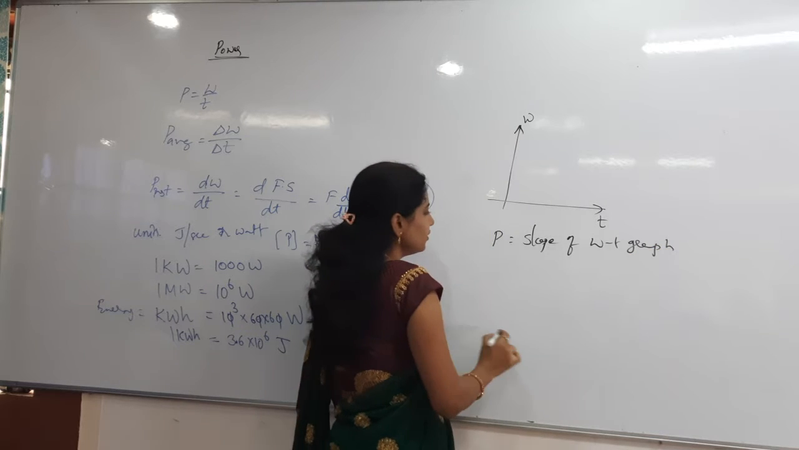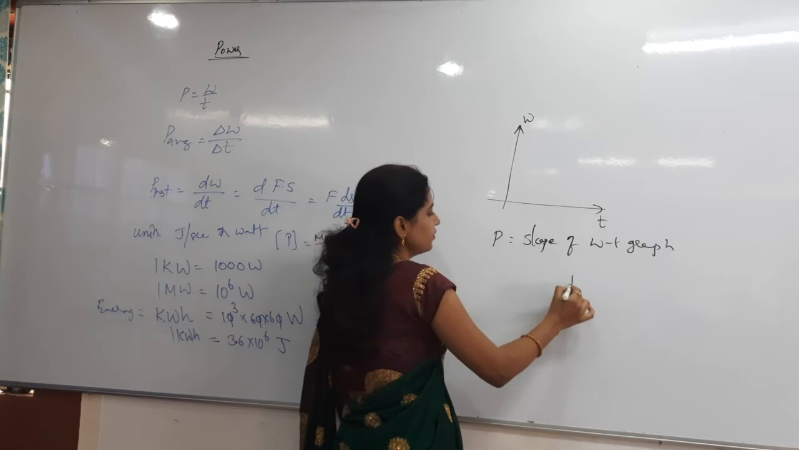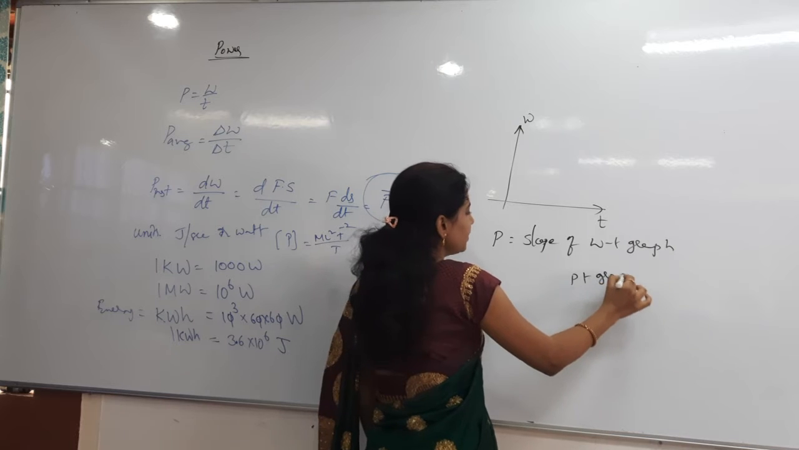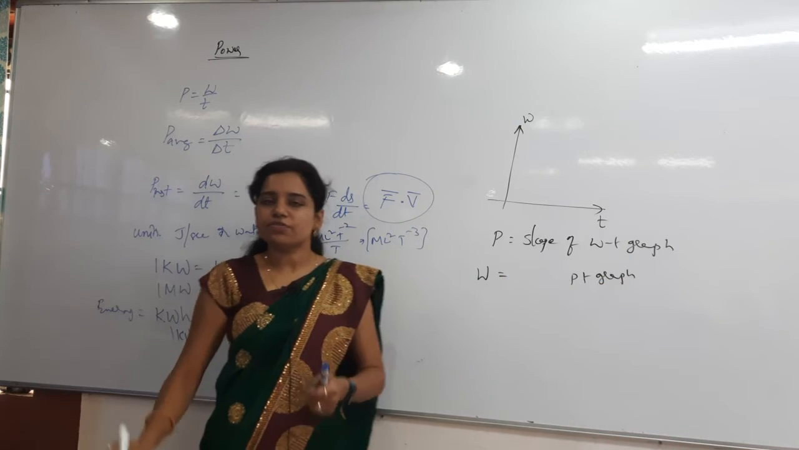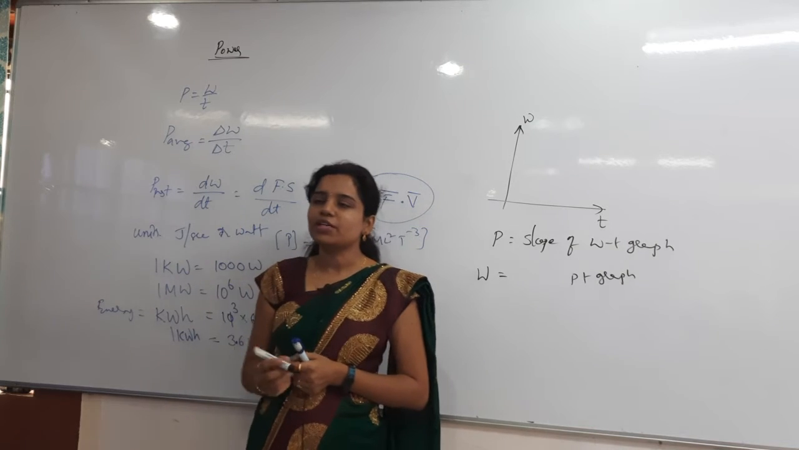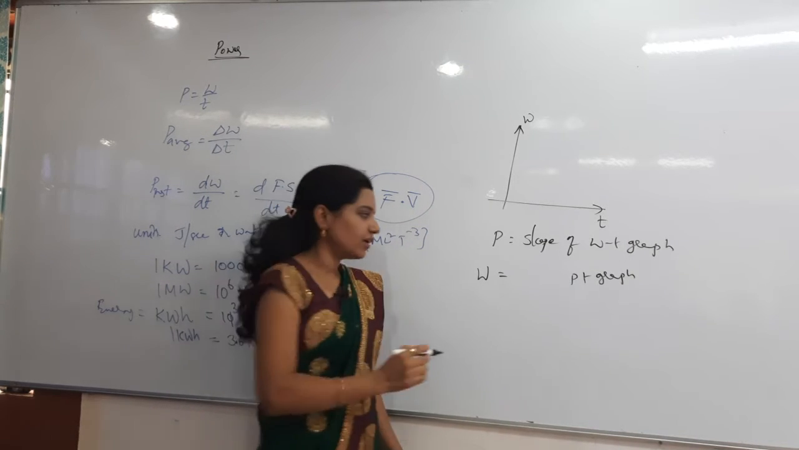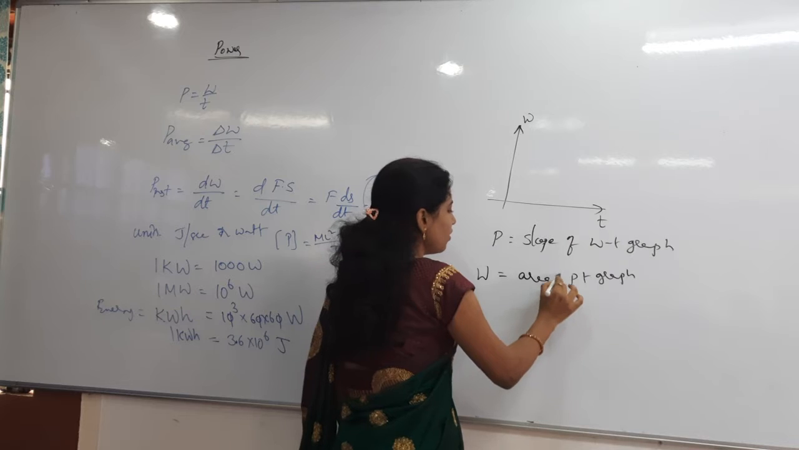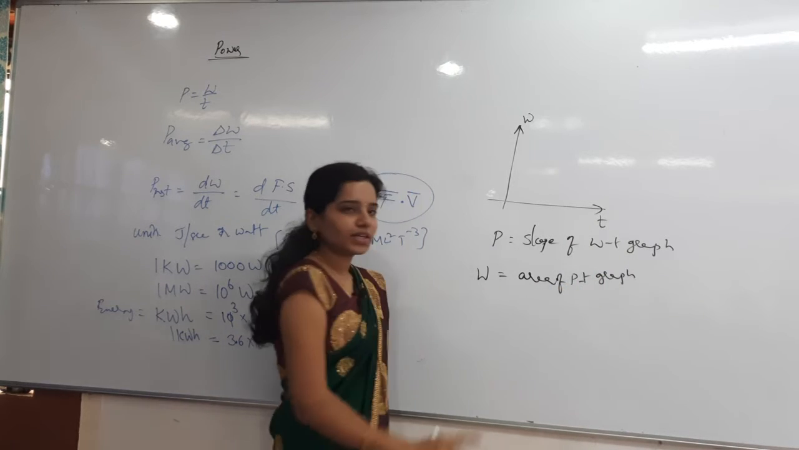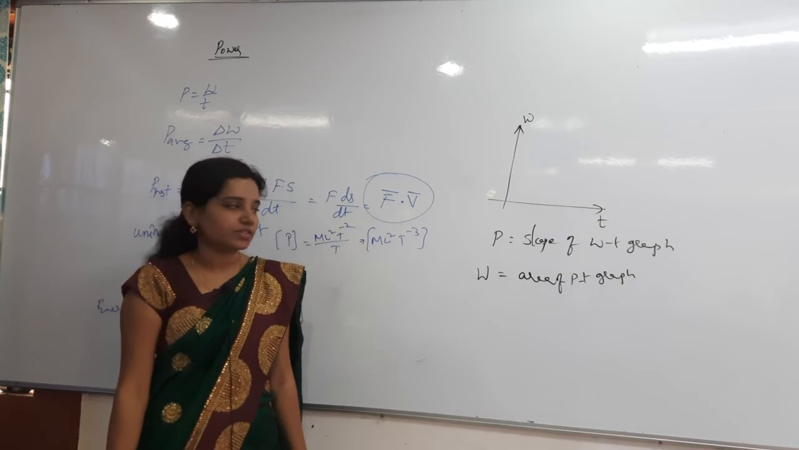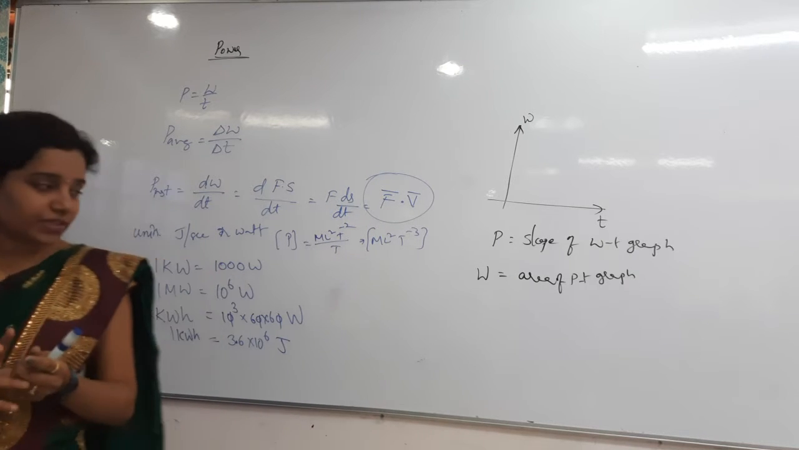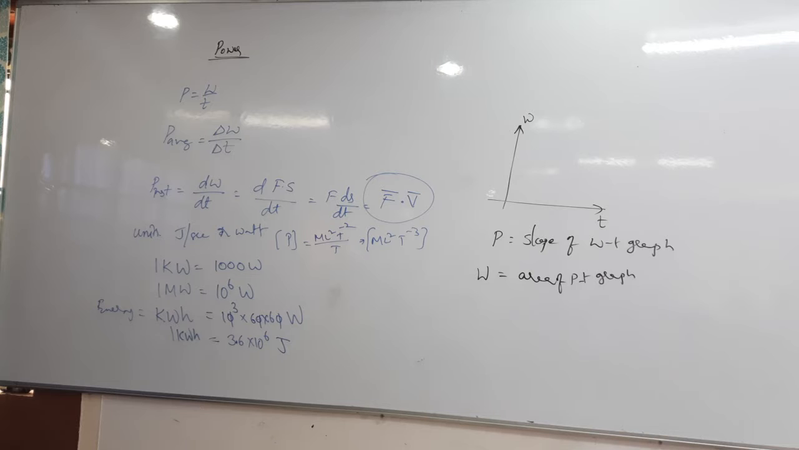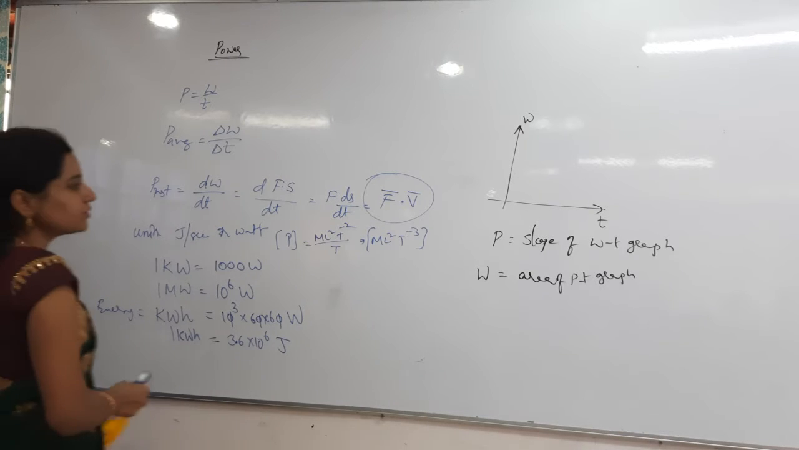For example, they have given the PT graph and they are asking for the work done. W is equal to, what is the formula? Power into time. Multiplication means what you have to take always? Area. So the area of the PT graph gives you work done or energy. So write this also: the slope of the WT graph gives you power. The area of the PT graph gives you work done.